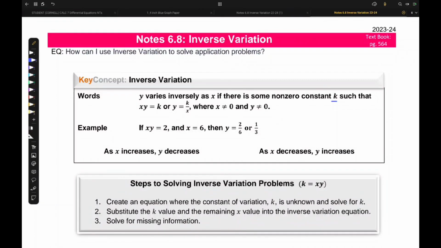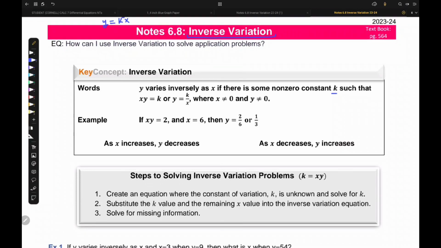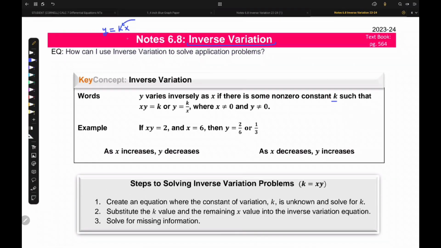Today we're going to talk a little bit about inverse variation and what that means. I want to remind you, back in Algebra 1 years ago, you did something called direct variation, so y equals k times x. And if you remember, you had to solve for k every time. They would give you an x and a y value, you'd solve for k and rewrite your equation. And so that's our direct variation.